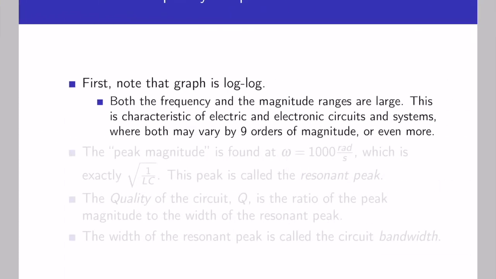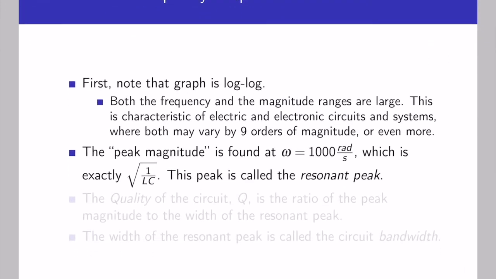Since both the frequency and the magnitude ranges are very large, using a log-log plot makes sense. This is very characteristic of electrical and electronic circuits and systems, where both the frequency and the magnitude range may vary by 9 or 10 orders of magnitude, or even more.